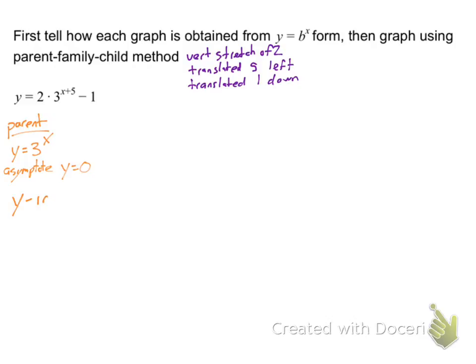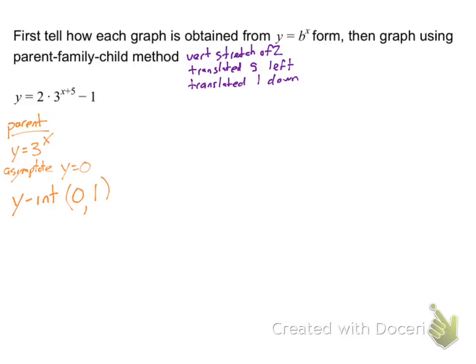How about the y-intercept, which is always (0, 1)? How do I know it's (0, 1)? When I put 0 in for x, it's 3 to the 0 power, and 3 to the 0 power is 1. So therefore (0, 1) does work.